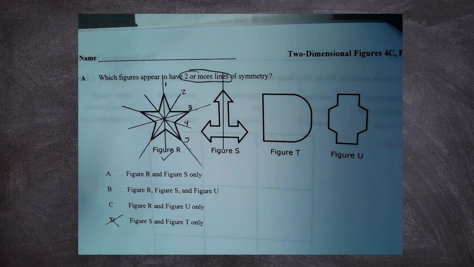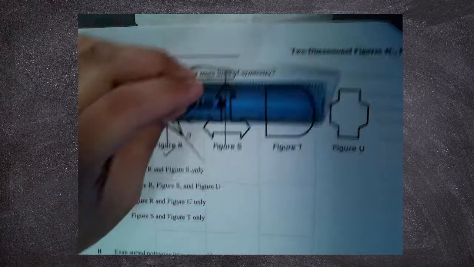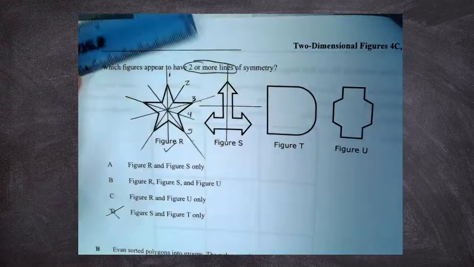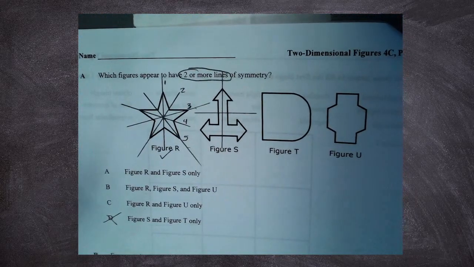I'd have 2 equal sides. There's a line of symmetry. But what if I try to draw a line like this? Is that a line of symmetry? Jaylene? No. Why not?